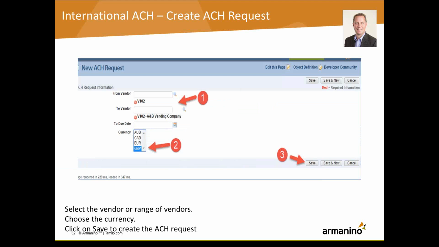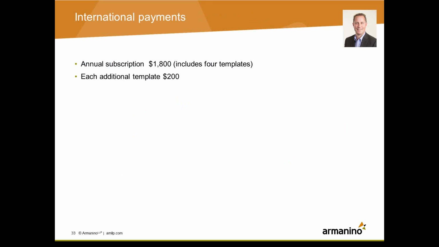And it's a pretty simple process to go in. You do a range of vendors, the due date and the amount, or the currency that you're paying, and save that file to go out. And then it's a matter of just transmitting that file to your bank, and that is a manual process of transmitting the file. The cost of that is an annual subscription of $1,800, which includes 4 templates.